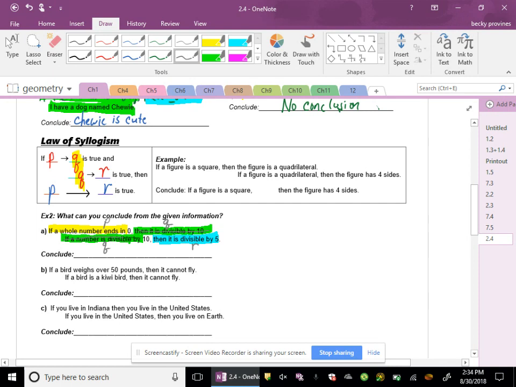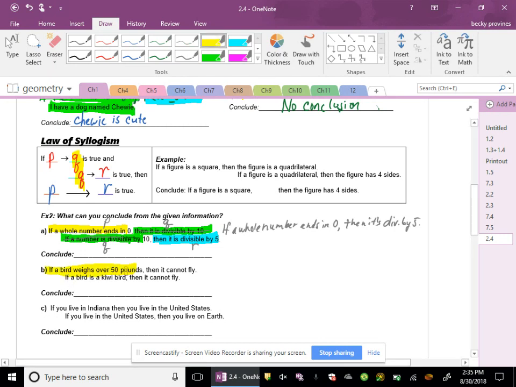All right, so I'm going to write it out over here, maybe not on the line. If a whole number ends in 0, then it is divisible by 5. Okay, see, that's not so bad, but it has to follow the law of the pattern. So it's all about the patterns here. So let's try the next one.